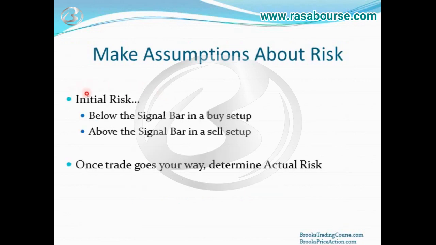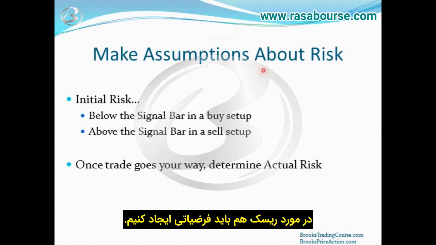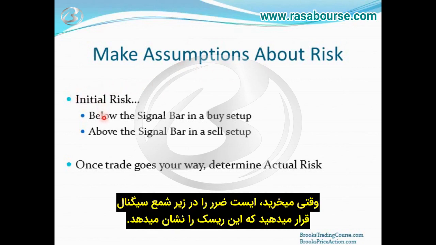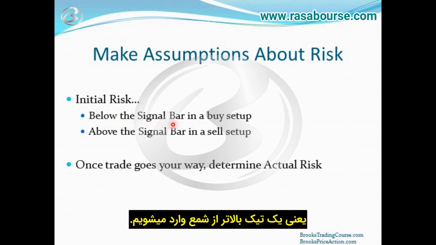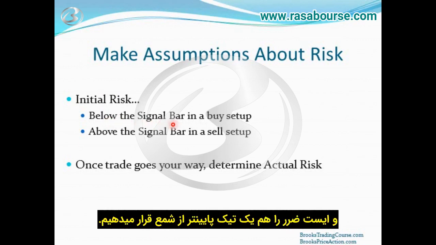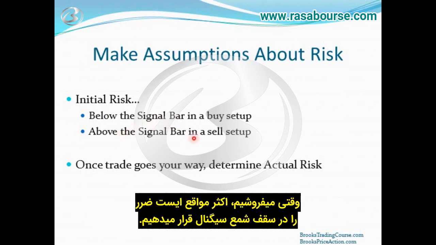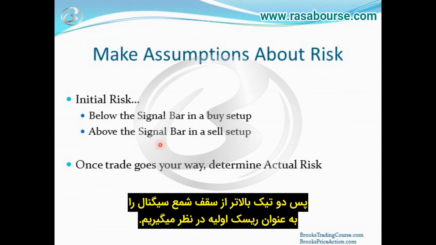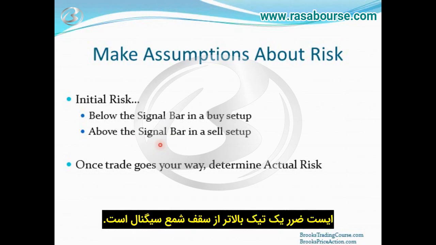You make assumptions about the initial risk as well. Most of the time, if you're buying, you'll place your protective stop below the signal bar, and that is your risk from one tick above the bar where you entered to one tick below the bar where your protective stop is. If you're shorting, most of the time you'll use the high of the signal bar as your protective stop, so your initial risk is 2 ticks greater than the height of the signal bar. Your stop is 1 tick above, you enter 1 tick below.